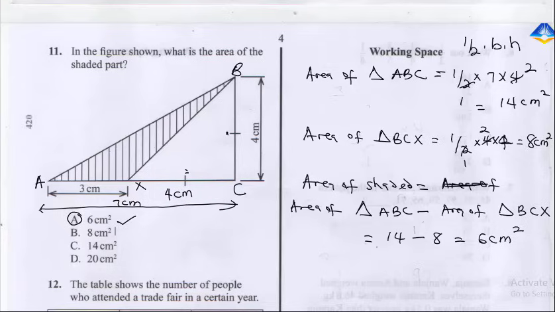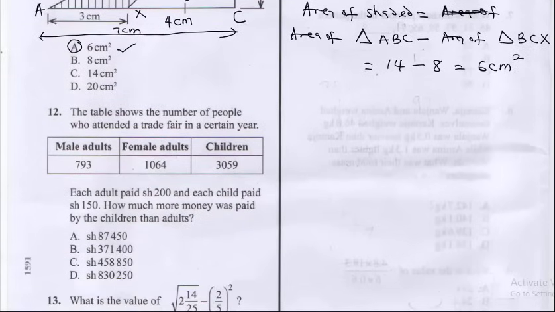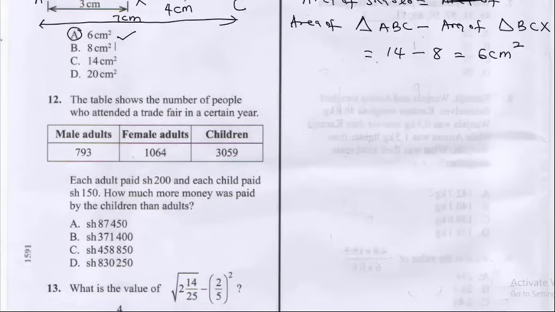So the next question takes us to question 12, which says the table shows the number of people who attended a trade fair in a certain year. Now you can see the male adults, the female adults, and the children. Now it says each adult paid 200 shilling and each child paid 150 shilling. How much more money was paid by the children than adults? Now, in order to solve this question, we're trying to know how much more was paid by the children than adults.